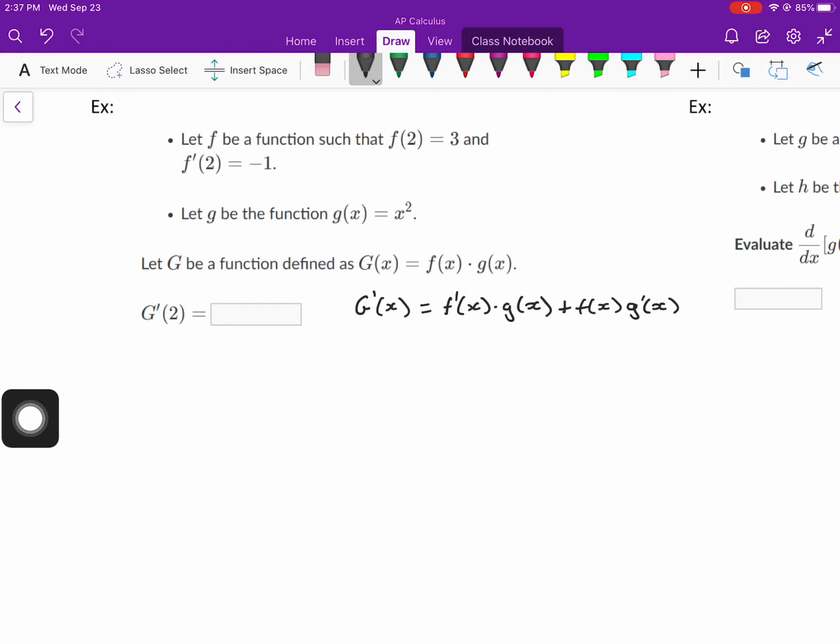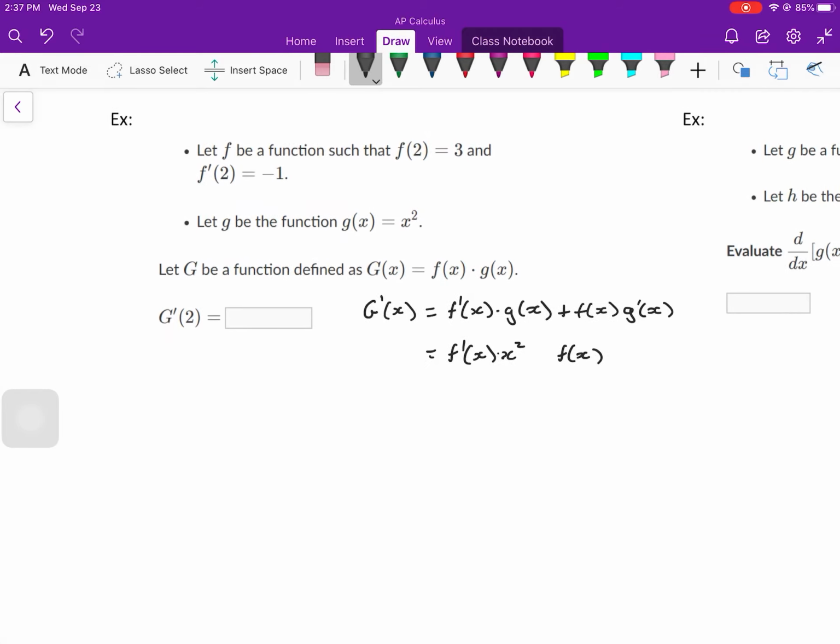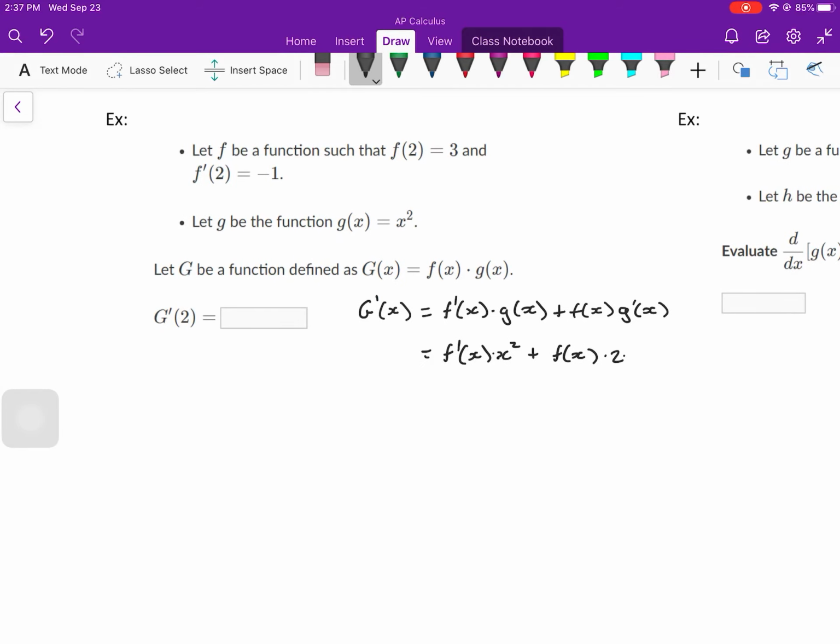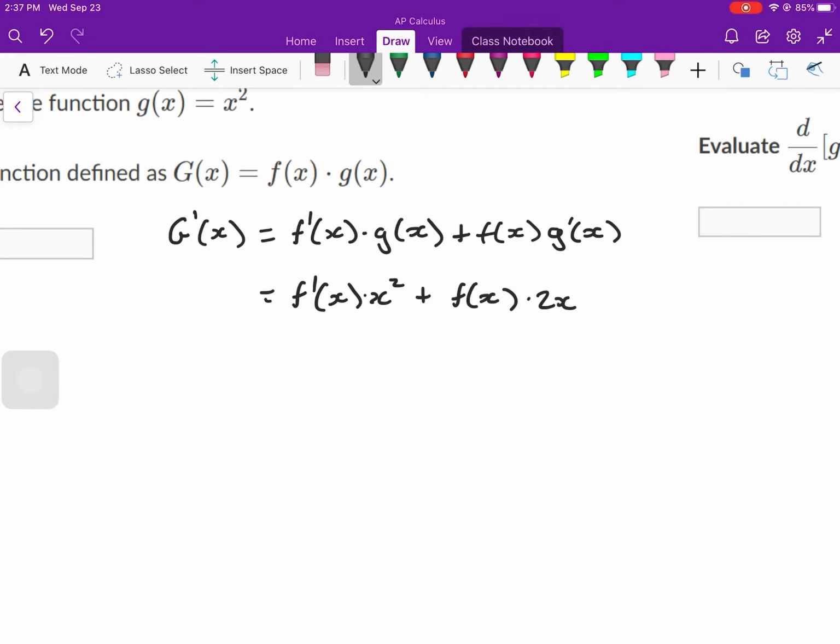G is x squared. So I'm going to rewrite this. So f we don't know, but g is x squared. So I'll put times x squared. And then plus f of x. We also don't know what f of x is. But we know that g prime, well, since g was x squared, that g prime would be 2x. So now let's go ahead and find g prime of 2. So we just plug a 2 in for the x's.